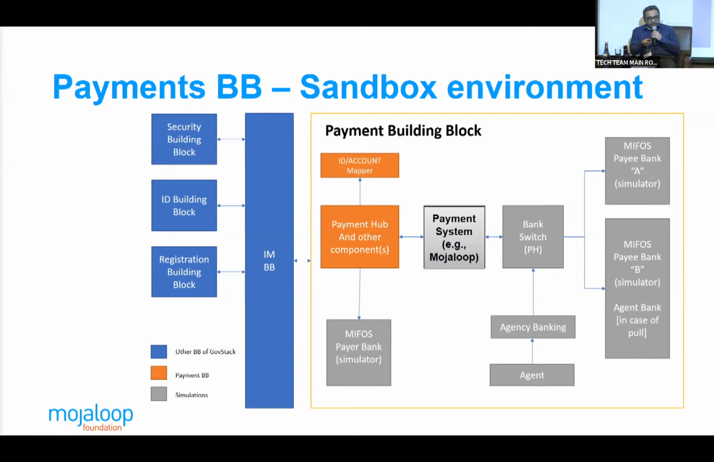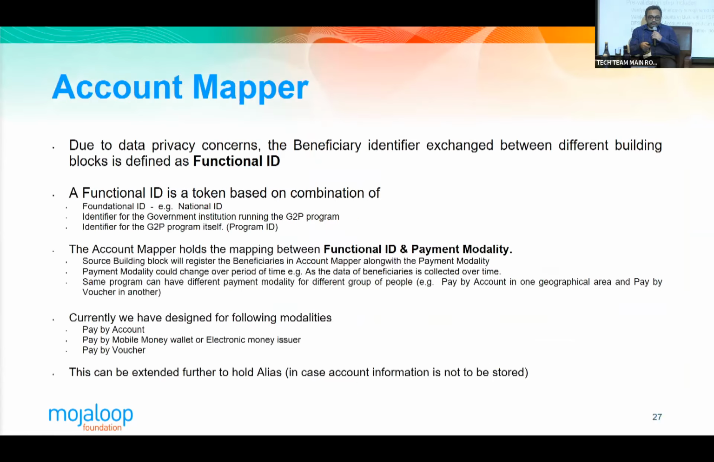So various building blocks talk to the payments building block, where we have a payments hub as a component. But we start with the ID account mapper, which holds information where the registration building blocks provide this information about the beneficiaries, and due to some privacy considerations, what approach was taken, that we created a concept to identify the beneficiary using a functional ID.